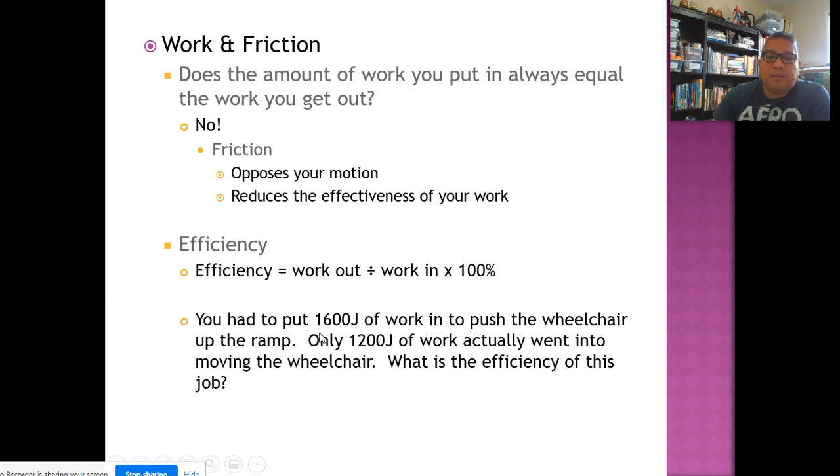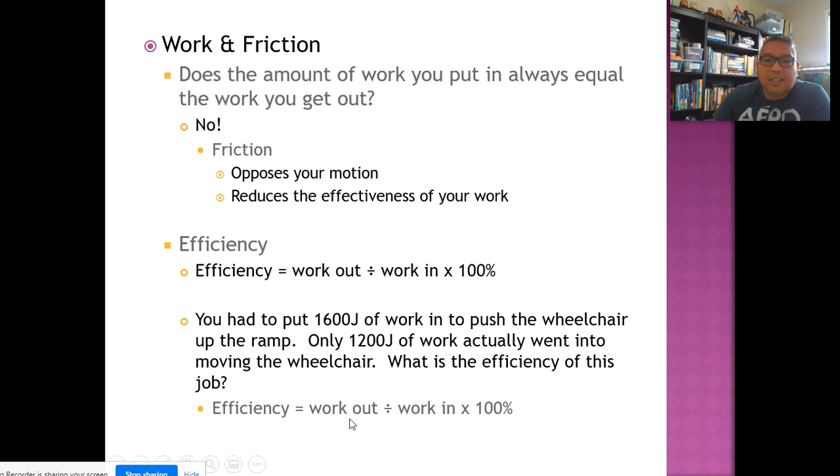Like in this one, you had to put in, so that's a keyword, 1600 joules of work to push a wheelchair up the ramp. Only 1200 joules of work actually went into moving the wheelchair. So where did the 400 go? Well, the wheels are in contact with the ground, so that creates friction, and that lessens the amount of work that you get out of it.